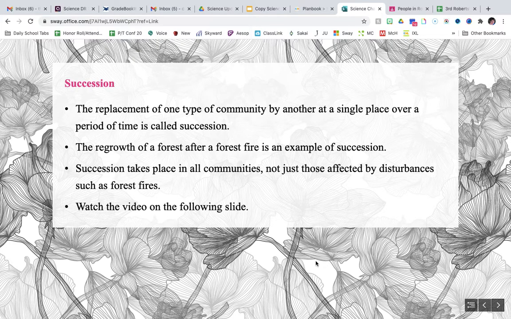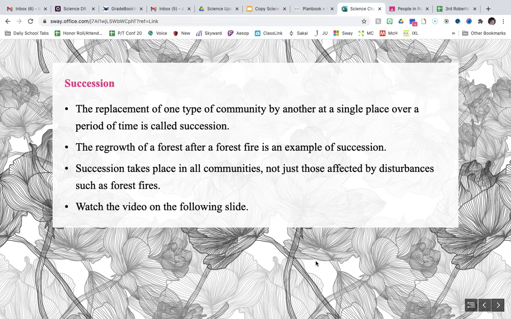It would be succession. So succession is simply the replacement of one type of community by another at a single place over a period of time. So the example of the regrowth of a forest after a forest fire would be succession. And if you'll think about here, a couple of years ago, we had the fires up in the mountains.